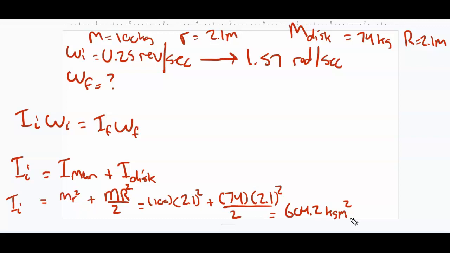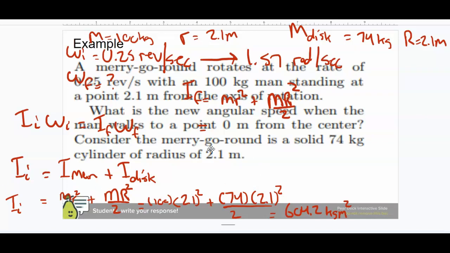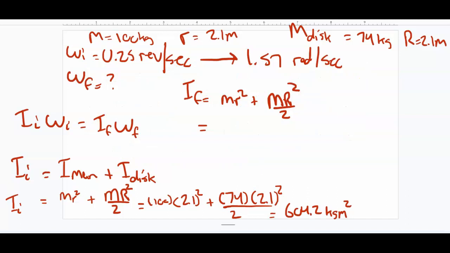Now what is the final moment of inertia? Well, it's the exact same calculation. It's the I for the man plus the I for the disk. But the difference is that when I do the mr squared for the man, his r value is now 0. Because if you go back and read the question, he walks towards the center of the disk so that he ends up at the center of the disk. Go back and read the question. The man walks to a point 0 meters from the center. So in other words, I have 100 times 0 squared plus 74 times 2.1 squared divided by 2.